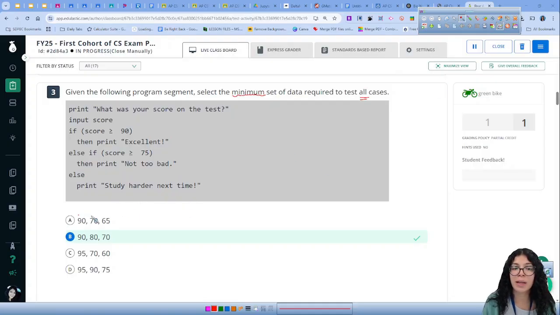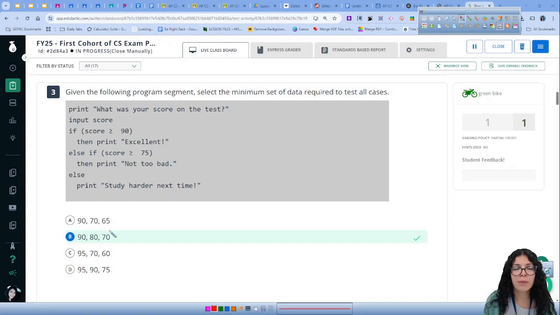So the 3 values that I have, no matter what they are, I need one of them to tell me that it's excellent. I need one of them to test the not too bad. And then I need the third one to test study harder next time. Not necessarily in that order, right? So my first test could test not too bad. Then my second test could test excellent. And then my third one could test study harder next time. But I need the 3 values to test all 3 of the different outputs or the different prints.